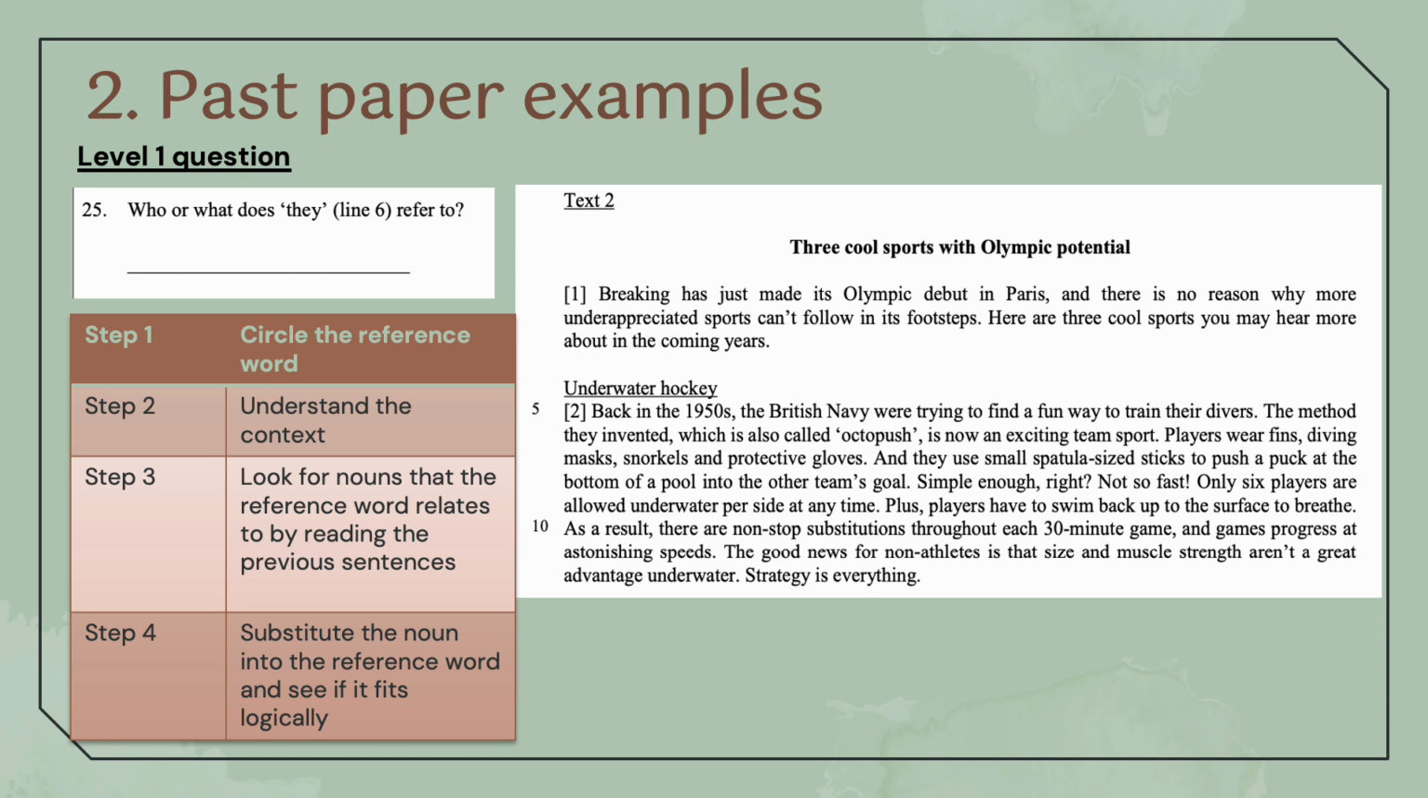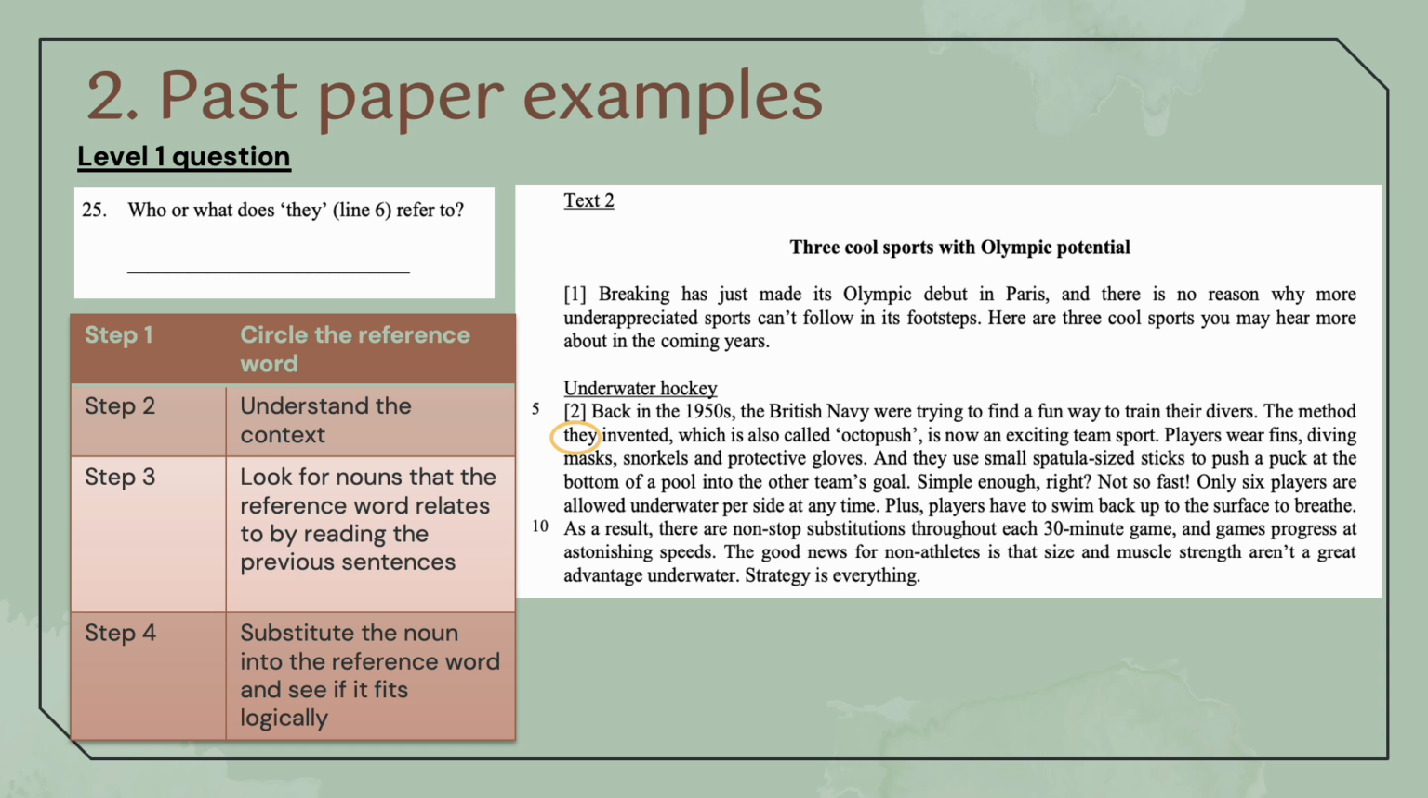Step number 1. Circle the reference word. We don't just look at the reference word in the reading passage, but we have to physically circle it so that our eyes can always stay focused. Next, understand the context. So we have to read the sentence containing the word to understand if it is a subject or an object.